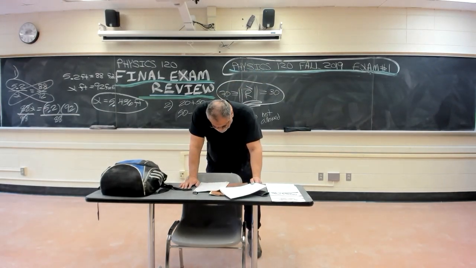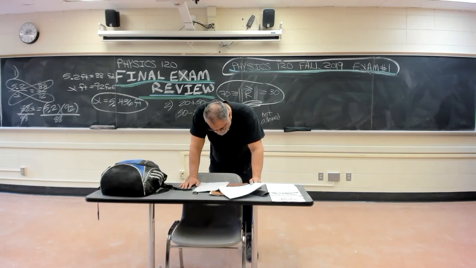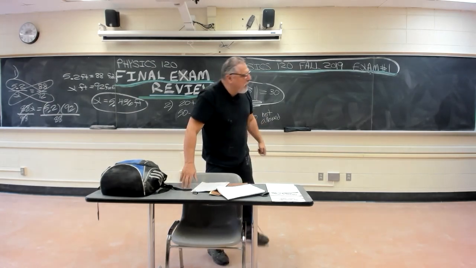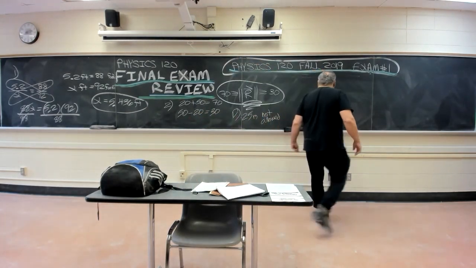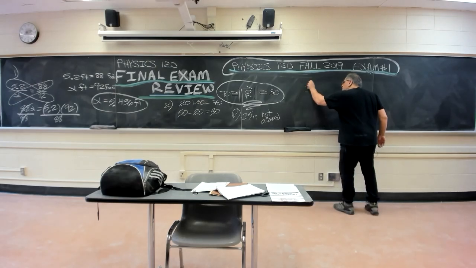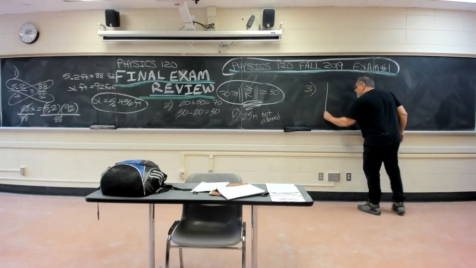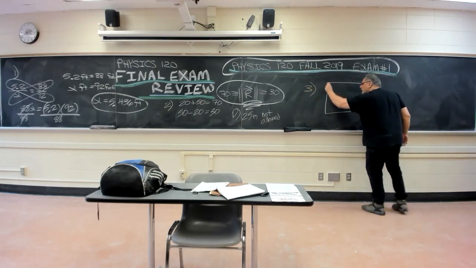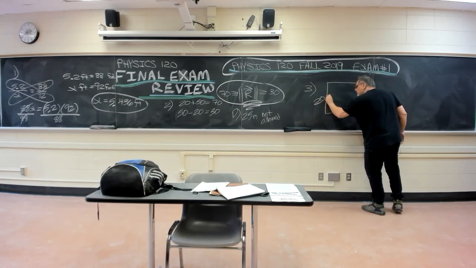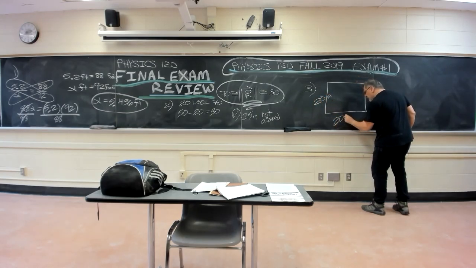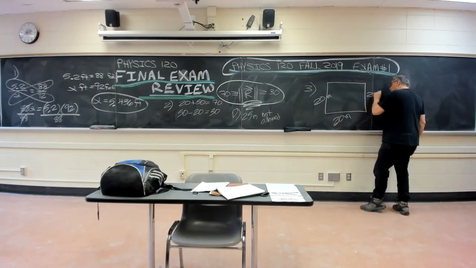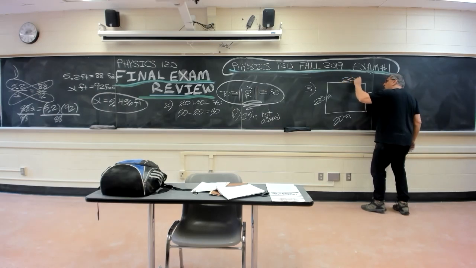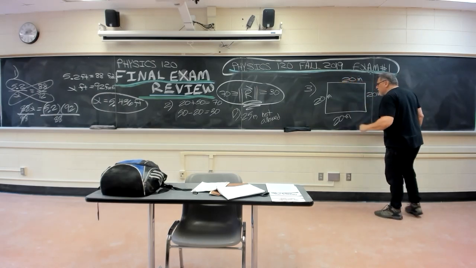Number 3, the length of each side of a square is 20 meters. What is the length of the diagonal of the square? Pretty straightforward stuff. Pythagorean theorem. If it's 20 meters by 20 meters, it's a square, all sides are congruent to one another.